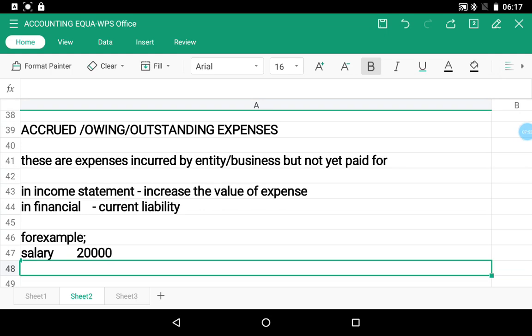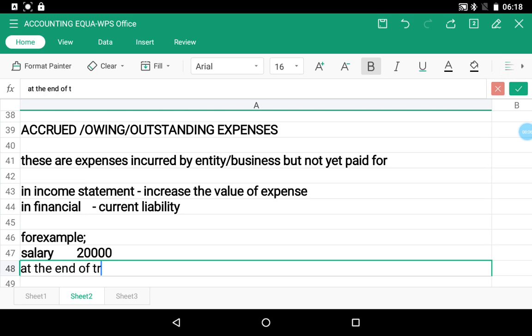Then at the end of the period, these are accrued. Most of the time they are in additional information or at the end of the trading period. So most of the time when you check additional information, that's why they always bring the things for accrued expenses, outstanding expenses, owing expenses.